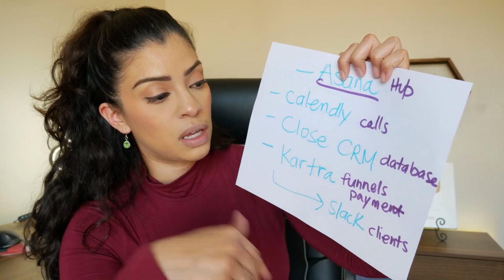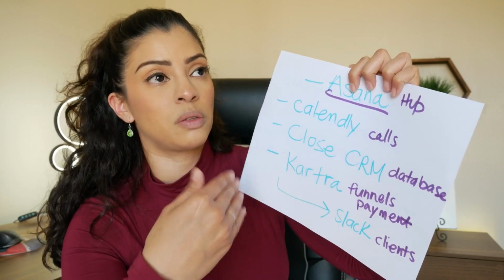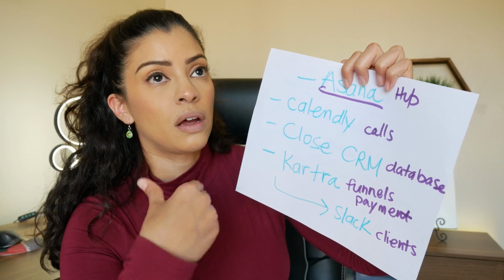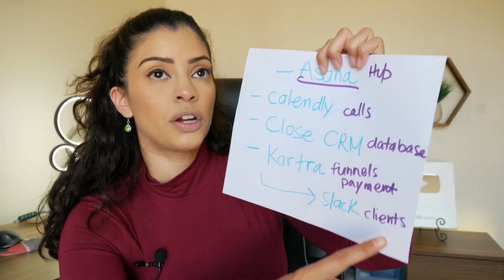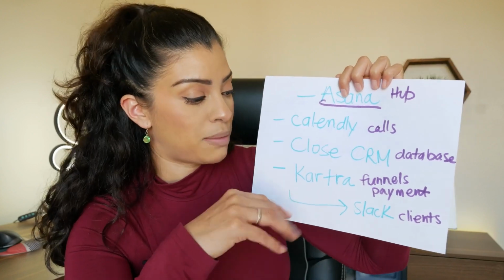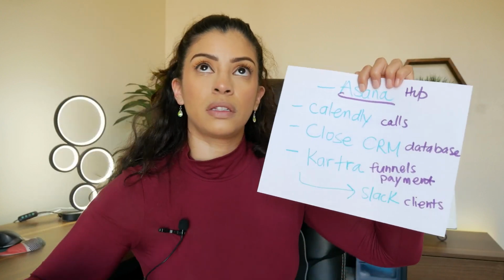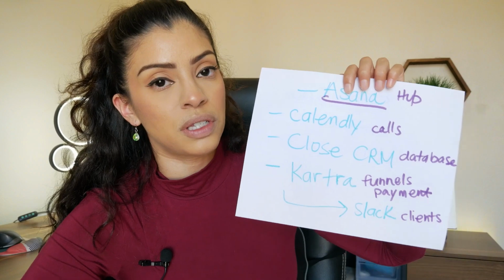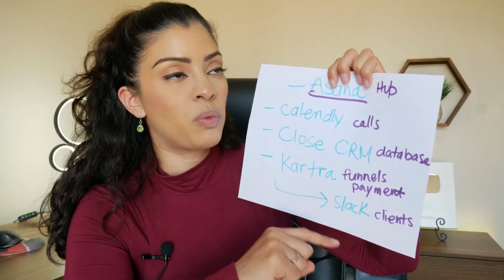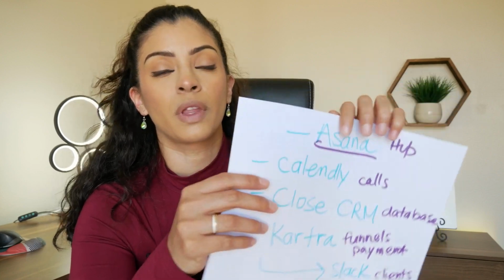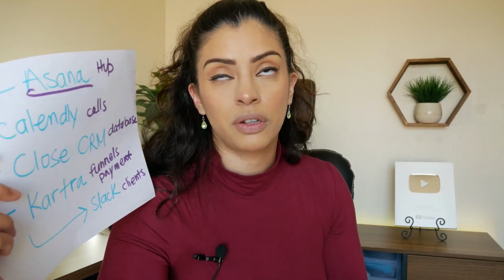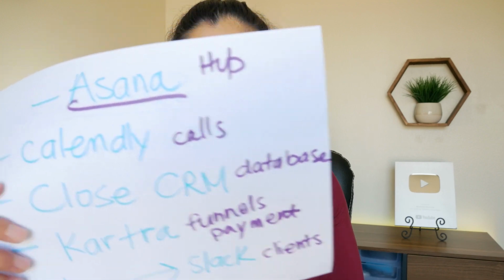Kartra is what collects payments, right? So when somebody pays, either they pay in full or they choose a payment plan, Kartra is automatically sending them the payments. Slack is not really part of the sales system. It is, but we use it for communication between the sales team, but also our clients have their own Slack channel with us when they work with us within the program.